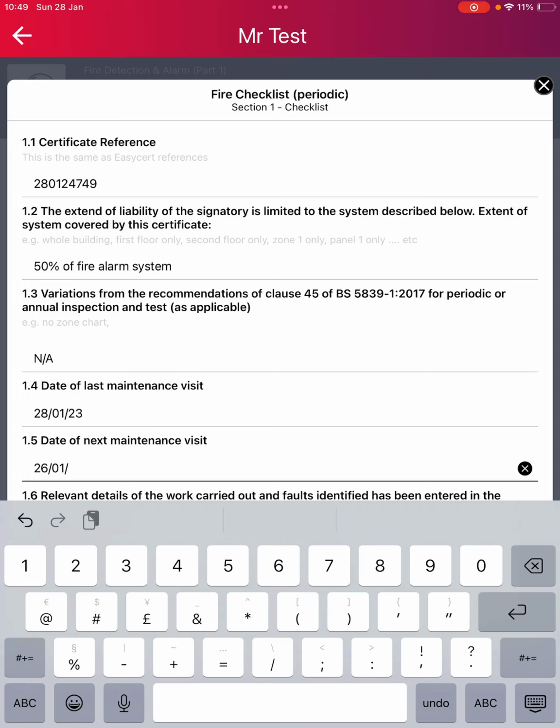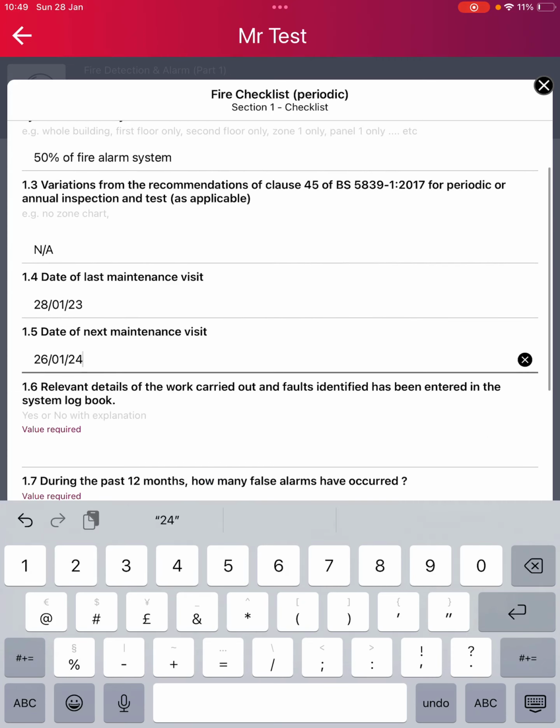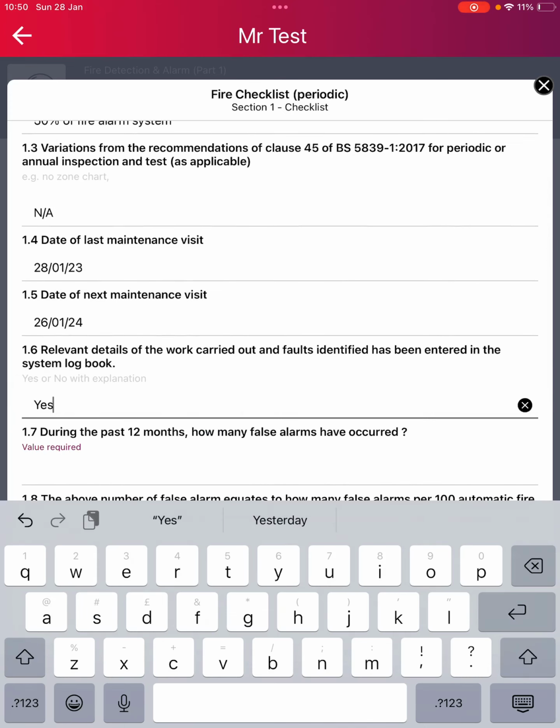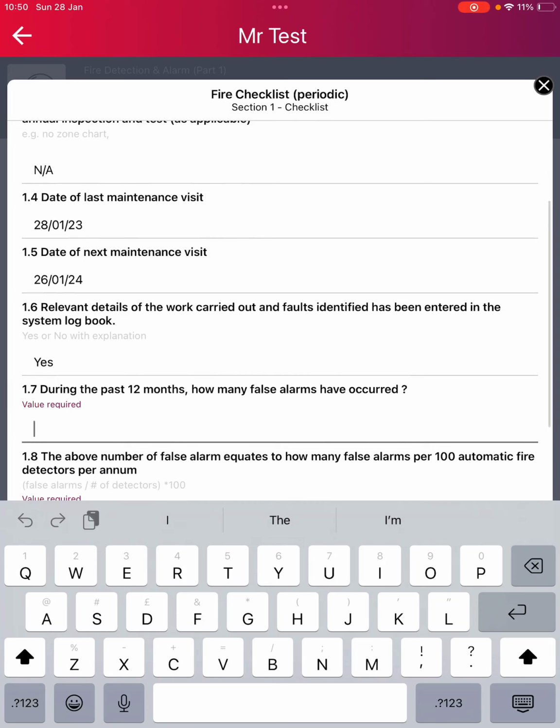So relevant details of work carried out and faults identified have been entered into the system logbook. Yes, so we need to make sure that the system logbook is being used correctly. At a minimum, you'll have to have weekly user testing, which means they don't go around every call point, they do one call point and test the whole fire alarm off. So if you've got 5 call points, they do call point 1 first week, call point 2 the second week, call point 3 the third week, call point 4 the fourth week, call point 5 the fifth week, and on week 6 they go back to call point 1 and do it on a rotation. As a minimum you should see that in the user logbook. If you don't, then they're not using it correctly.